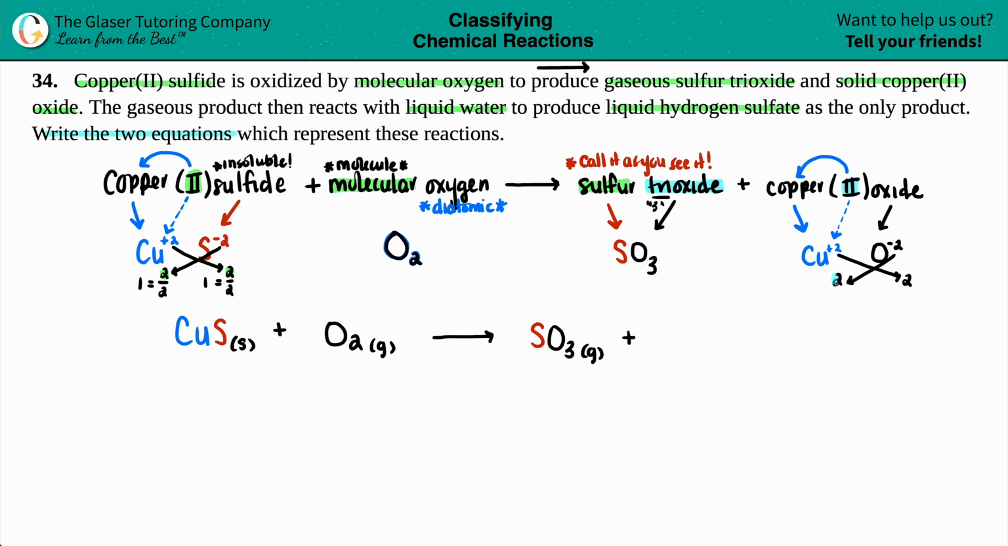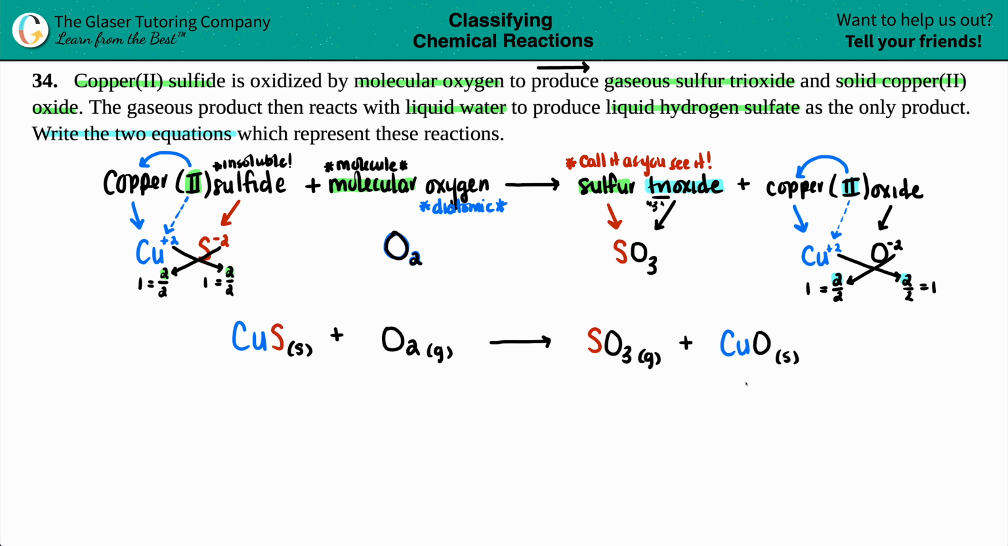But since it's ionic, you have to simplify. So you could divide each one by 2, and 2 divided by 2 is 1. That's the lowest whole number that you can have. So it would be just Cu1 plus O. So CuO. And they did say that this was a solid, so I'm going to just put it as a solid. Okay, first one is done. This is the first equation.